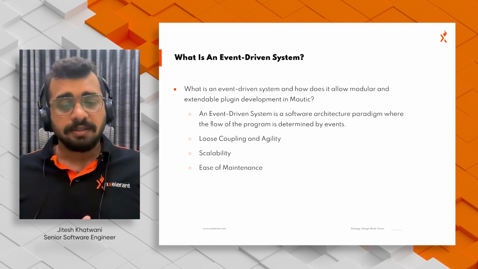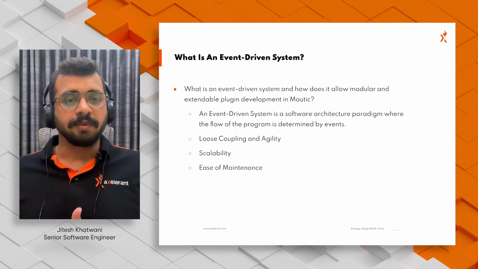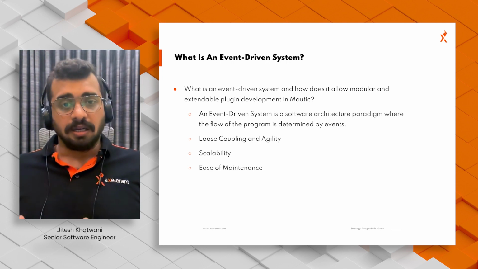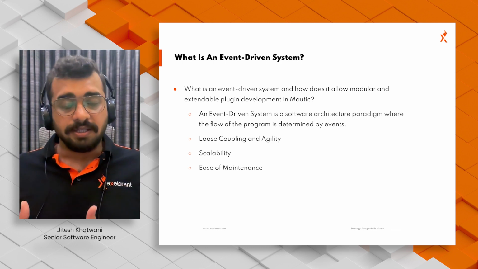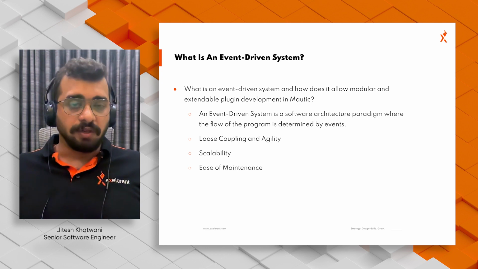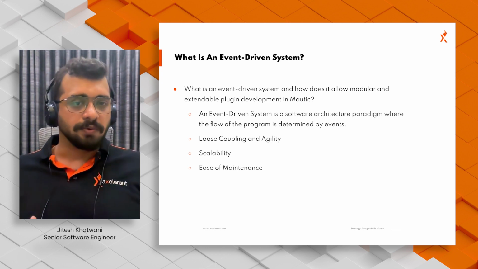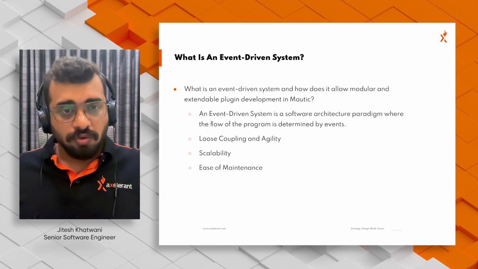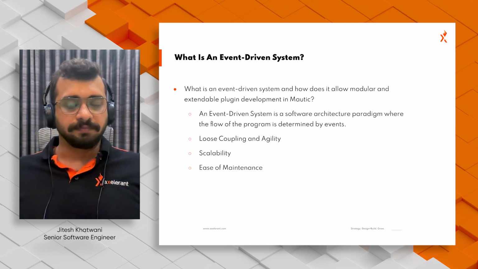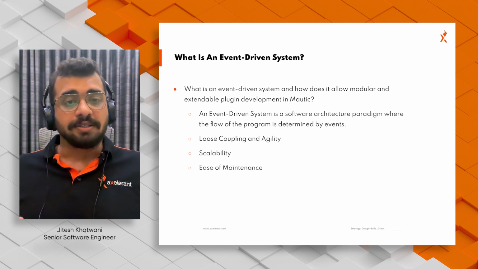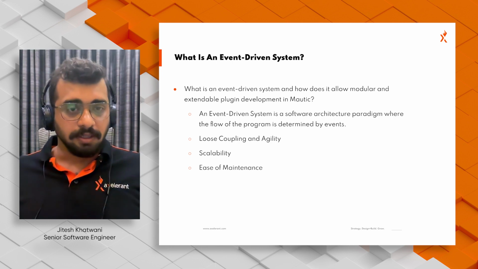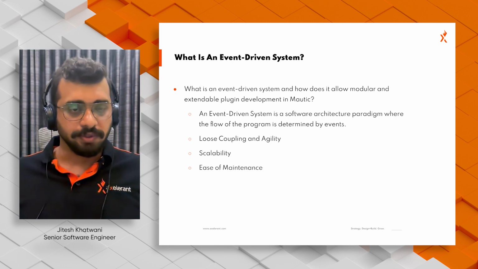Okay, an event-driven system is a software architecture paradigm where the flow of the program is determined by events. So when I say the flow of the program is determined by events, that means a program will go through each and every event one by one, and then it will stop executing. So whenever there is an event getting triggered, you can write your own code, right? That means it is loosely coupled. That means that no two events are coupled in order to run their execution.